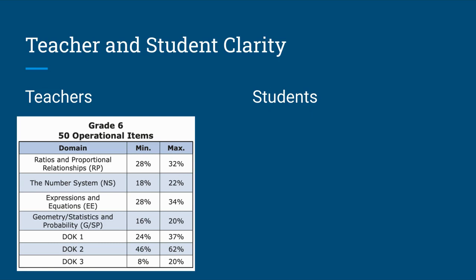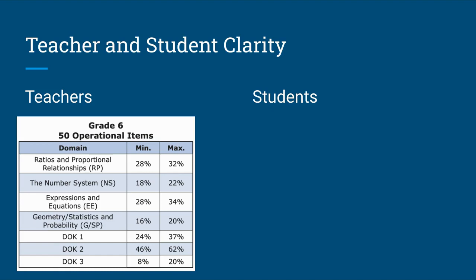So one thing that we've tried to do as teacher fellows, I know in approach one, we've tried to reflect these percentages. We've tried to have about 32% of the lessons be on ratios and proportional relationships. And we've tried to have about 34% of the lessons be on expressions and equations.